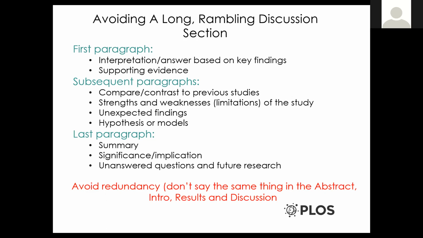So the more people that are going to refer to your study, in other words, follow up on your study, try to prove or disprove your study, try to go forward from your study, the higher the impact factor of your publication will be. The last paragraph should have a summary, significance and implication, and unanswered questions and future research, kind of reiterating what I just said. And I'll say this again, so you need to avoid redundancy. Don't say the same thing in the abstract, intro, results, and discussion. Each one of them should say different things.